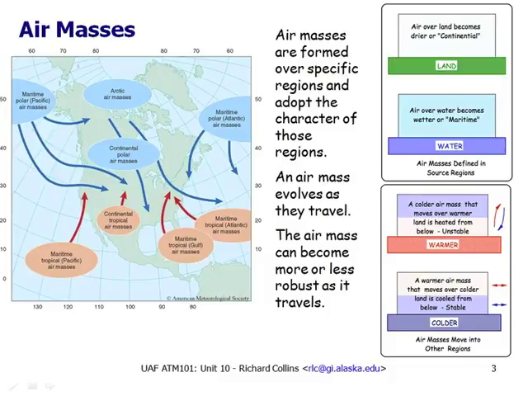High pressure systems generally give rise to air masses. If they're over water, they become humid. And so the map on the left shows the principal air masses that form over North America and generally how they move.